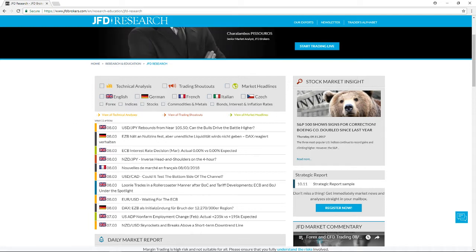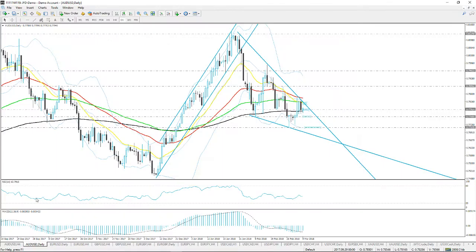Okay, let's have a look at the charts right now. The first one I wanted to look at is the Aussie dollar. This is a daily chart, by the way. It's currently balancing around this important support area for this pair at 0.77900. The price is currently slightly above the 200 EMA on the daily, shown here as a black line.